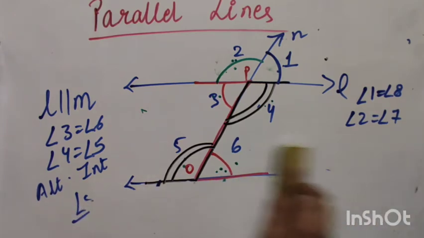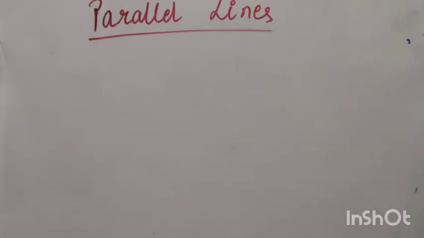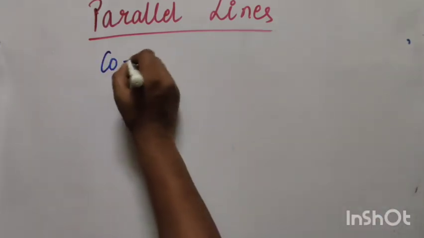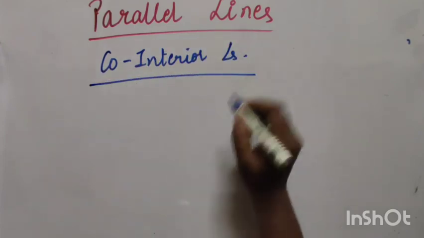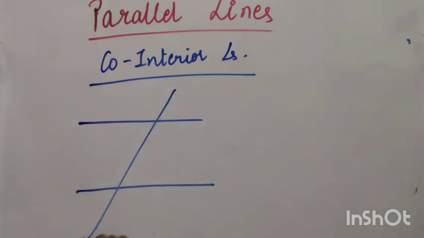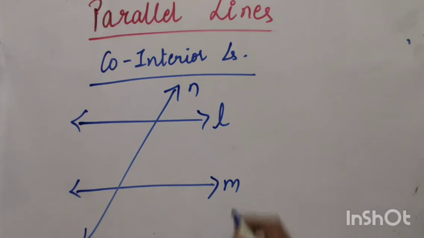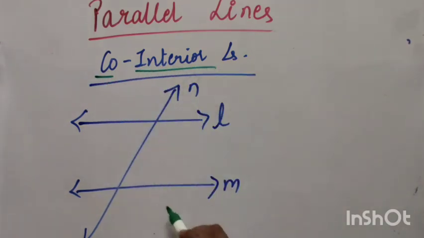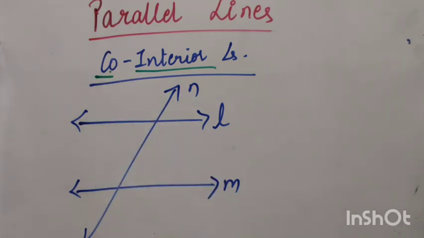Now the last pair of angles we are going to discuss, that is co-interior angles, right? We are going to talk about co-interior angles. Again, I am going to take the lines N, this is L, this is M. When we are talking about co-interior, the name itself tells its story. That means these are the interior angles, and co here means opposite to each other.